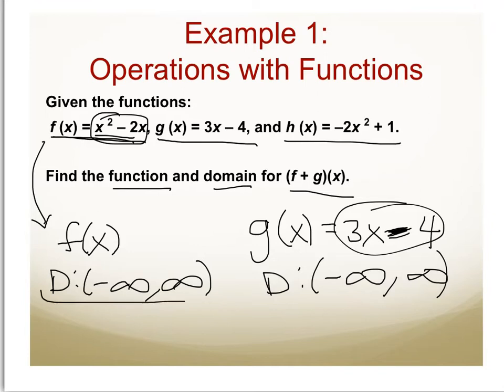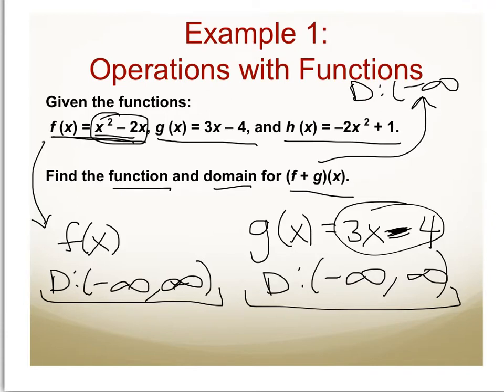So since both functions have a domain of negative infinity to infinity, the intersection of that would just be negative infinity to infinity. Both domains share all the same x values. So f plus g of x is going to have a domain of negative infinity to infinity. Now, I'm going to go ahead and erase my work for the domain here.